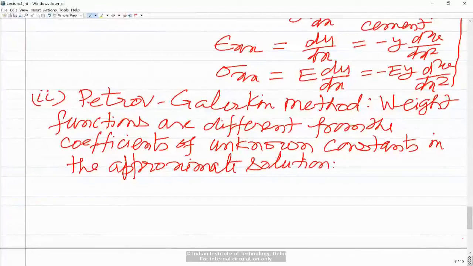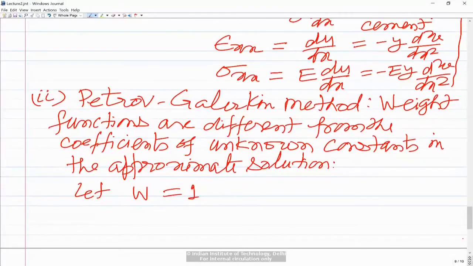Now for the given problem, the approximate solution in this particular case is a1 sine pi x by l. So the coefficient of a1 is sine pi x by l. Anything different from that that we choose, the resulting method is the Petrov-Galerkin method. So for example, I can simply choose w equal to 1, or w equal to x, I can do any one of these things. So let us say w equal to 1, which is different from sine pi x by l, that is, different from the coefficient of the unknown constant in the approximate solution.